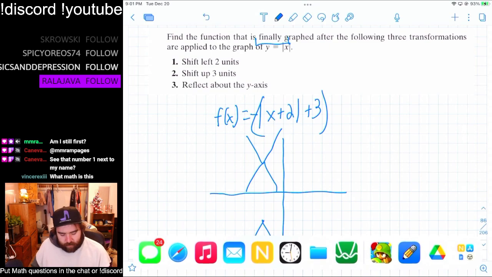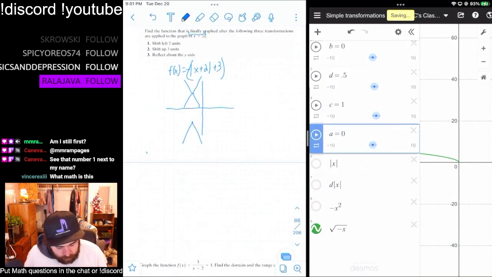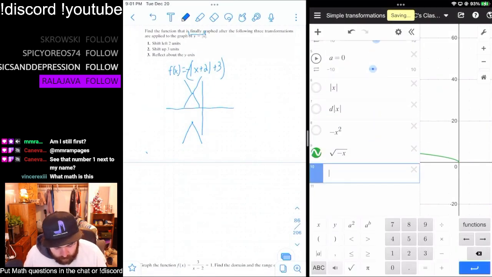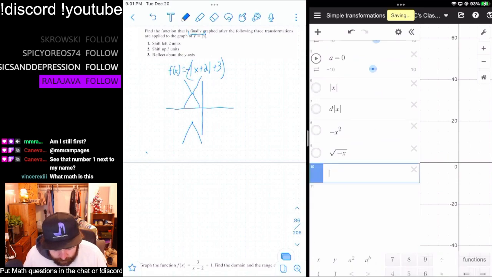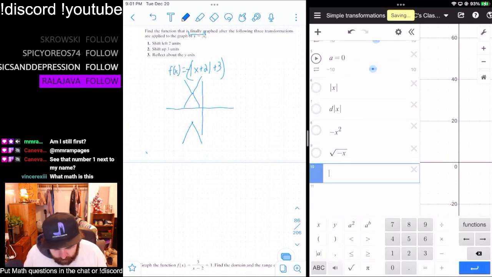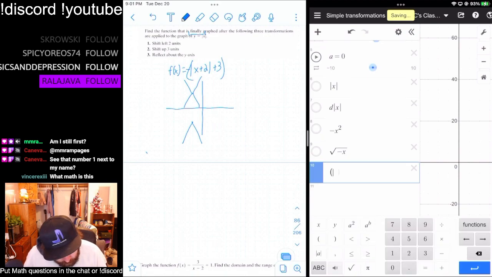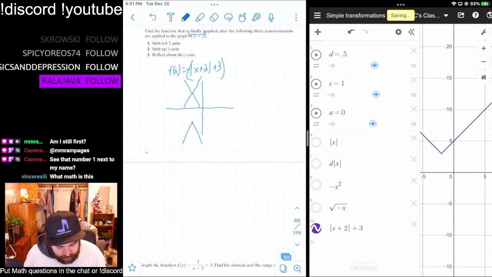Let's look at it on Desmos to just confirm that. So we're looking at the absolute value of x. Let's graph this equation: the absolute value of x plus 2, plus 3. So right, see that's to the left and up.